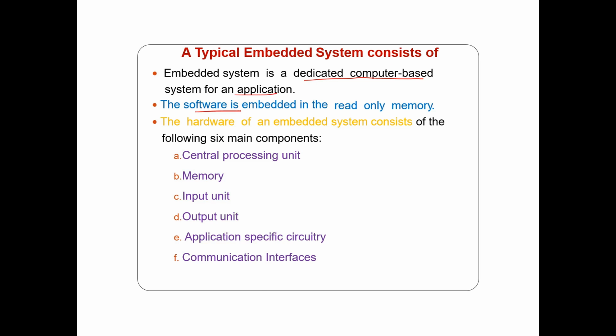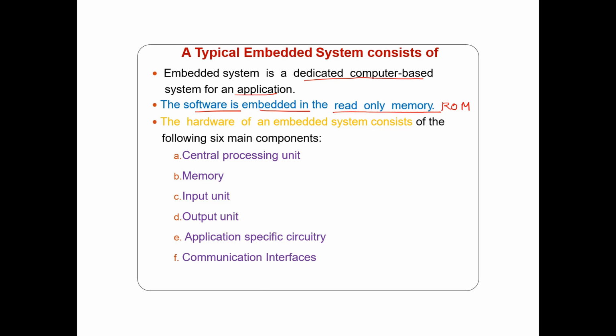The software which is embedded in this system will be stored in a read-only memory, also termed the ROM. So the ROM will have the firmware stored. That program, or that software, will tell the embedded system what specific job it has to do.